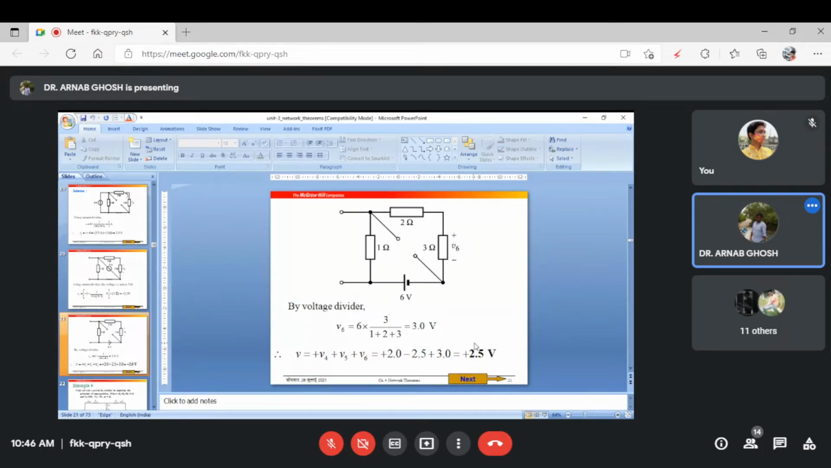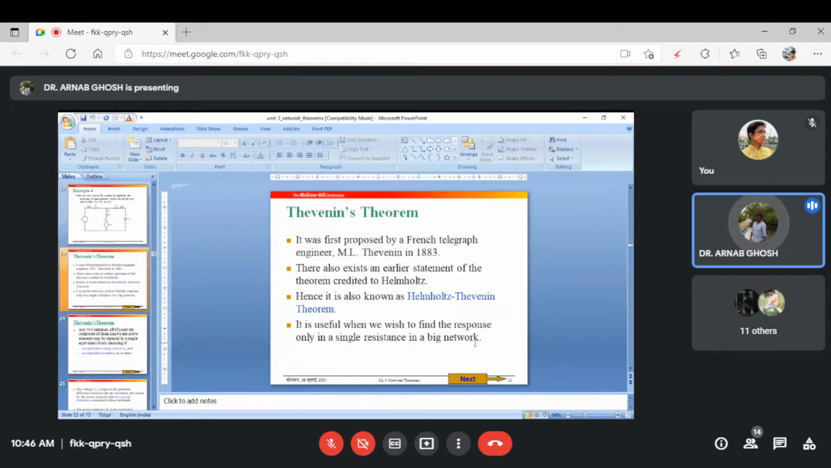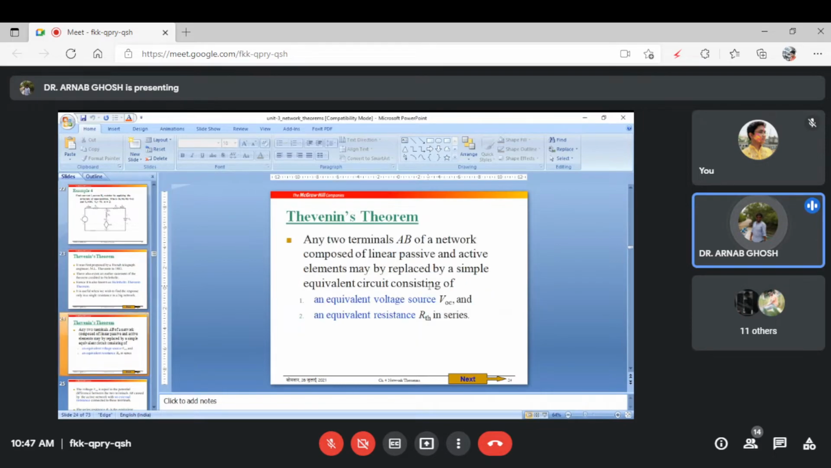Okay, so next we move on to Thevenin's theorem. Thevenin's theorem was first proposed by a French telegraph engineer, Emile Thevenin, in 1883. Actually Helmholtz first designed this theorem, but the earlier statement was later modified by Thevenin, and we use Thevenin's theorem now, which is useful to find out the response as a single resistance in a bigger network. So what is the statement of Thevenin's theorem?